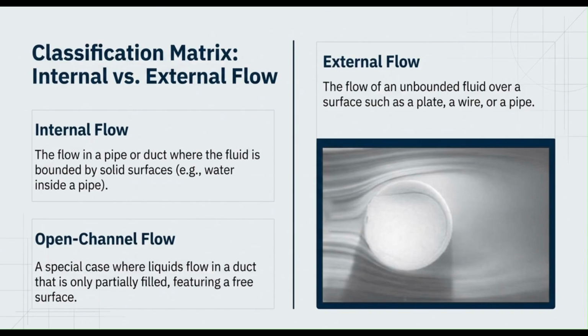External flow occurs when a fluid flows over a body, such as air flowing over a car, a wing, a wire, or a cylinder. In this case, the fluid is not fully confined by walls. This classification matters because internal and external flows are modeled and analyzed differently.